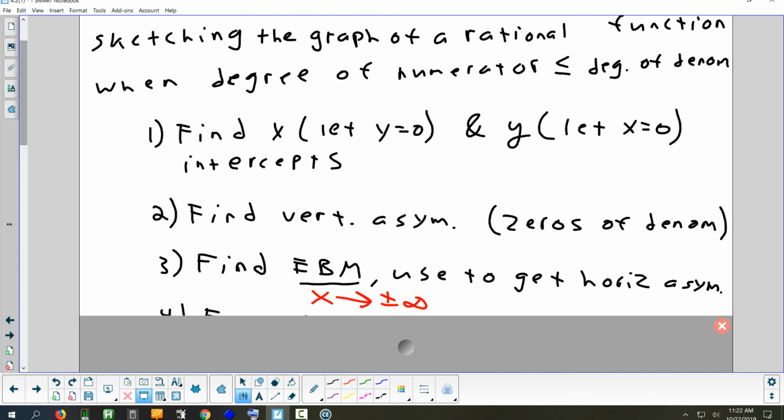We're going to see this notation a lot, like the limit as x approaches a value, and that's going to be on the test as well. So this says as x approaches infinity or negative infinity.